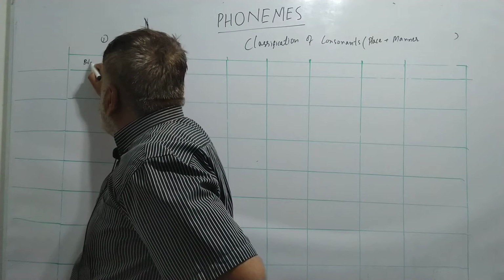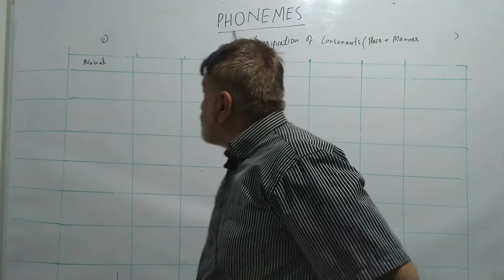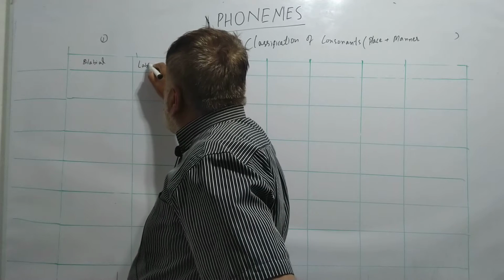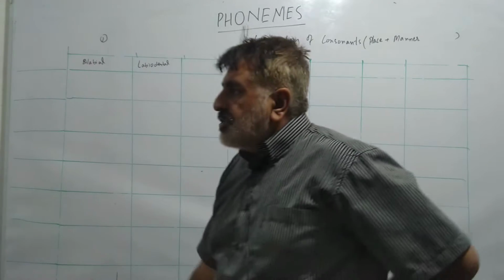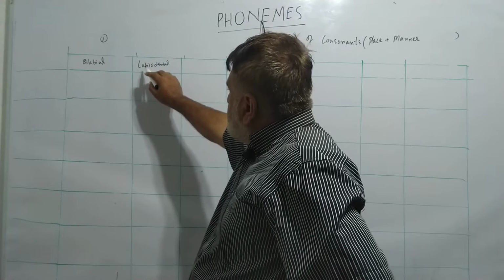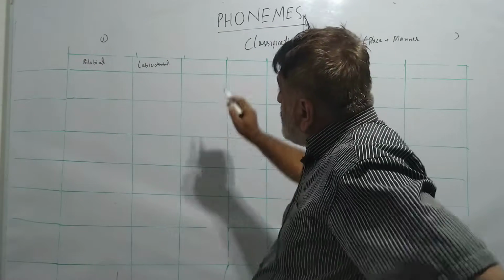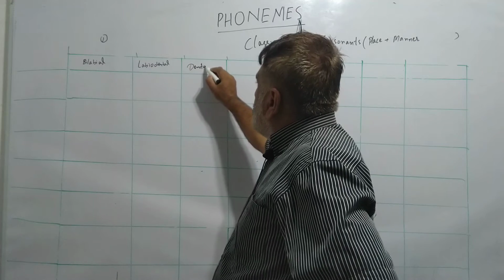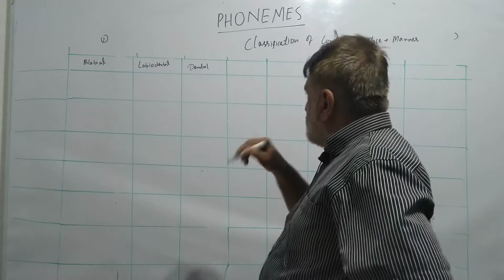The first one is bilabial. Bilabial means bi, two, and labial, lip. Then we have labiodental. Labiodental means in the production of these sounds we involve our lip and teeth. This is called labiodental. Then we have dental. We involve our teeth, upper and lower.